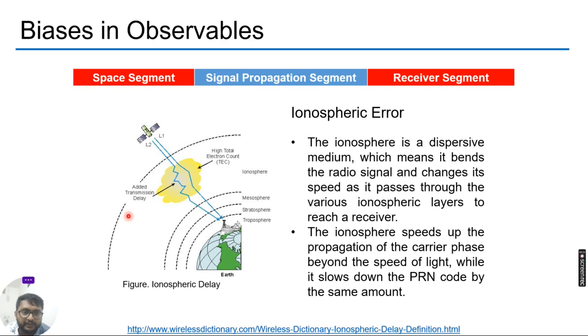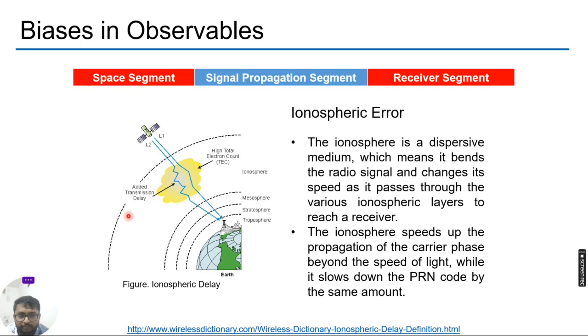So, the ionosphere is a dispersive medium, which means that it bends the radio signals and changes the speed of the signal which is coming to us. Here it passes through the various layers of the atmosphere and reaches the receiver. What the ionosphere does is speed up the signal. Basically, it reduces the propagation time and the signal will reach before its actual time, and sometimes it also slows down as well by the same amount.